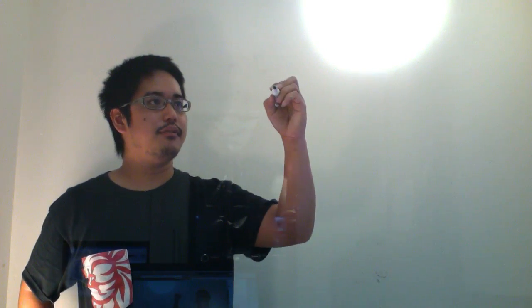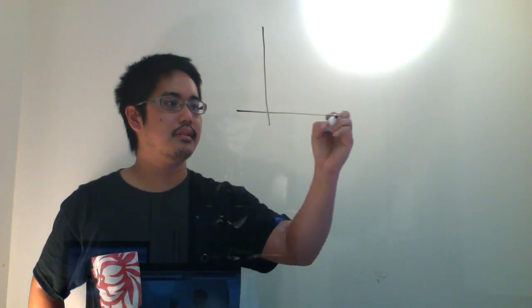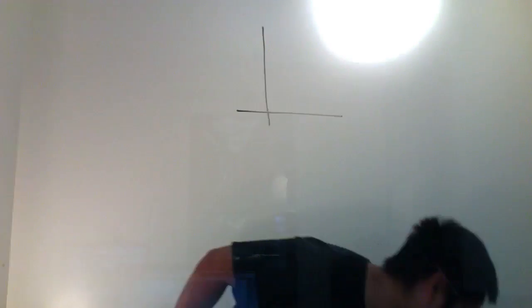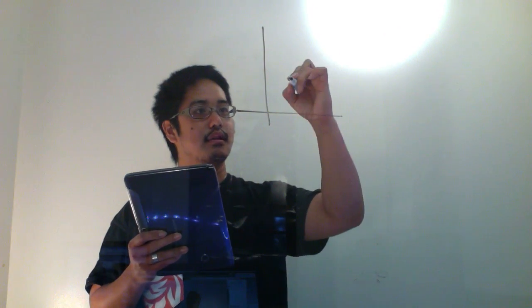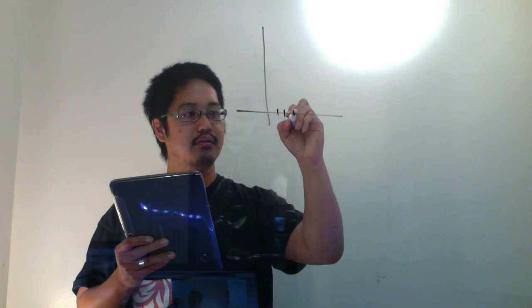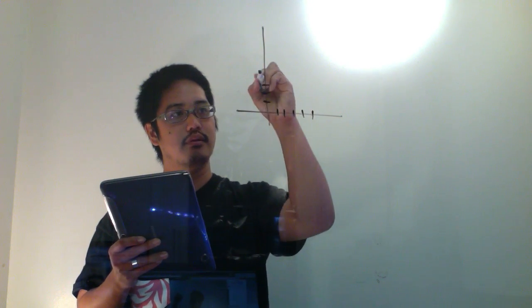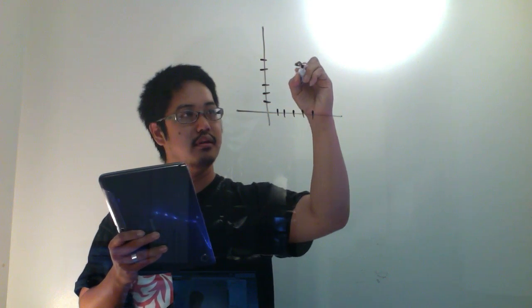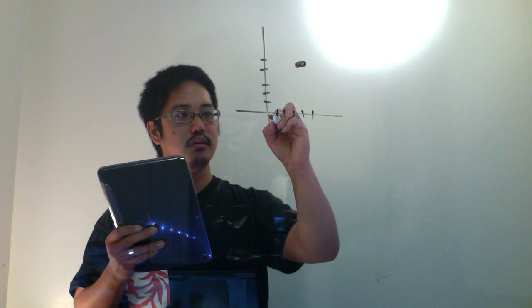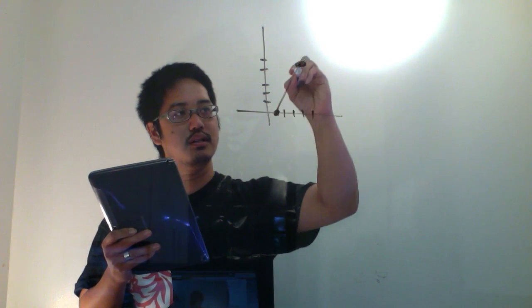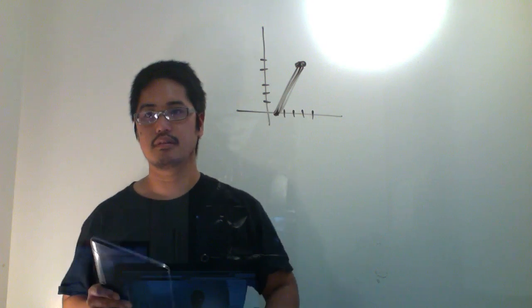If I want to figure out the distance between, let's do a problem right here. We've got the point 5, 5, so 1, 2, 3, 4, 5 over and 1, 2, 3, 4, 5 up, right about there. And the point 1, 0, right about there. What is the distance in between here and here?